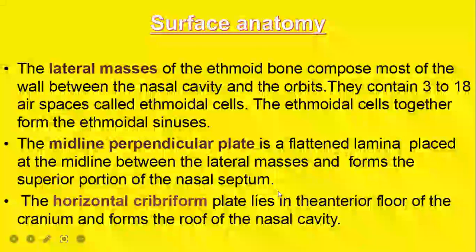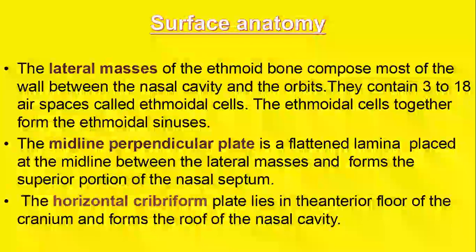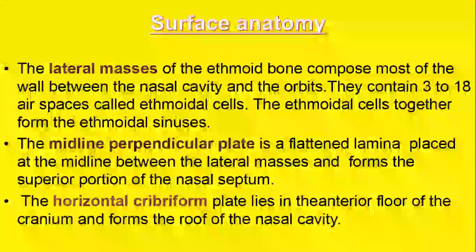The lateral masses of the ethmoid bone compose most of the wall between the nasal cavity and the orbit. They contain 3 to 18 air spaces called the ethmoidal cells. The ethmoidal cells together form the ethmoidal sinuses. The midline perpendicular plate is a flattened lamina placed at the midline between the lateral masses and forms the superior portion of the nasal septum.